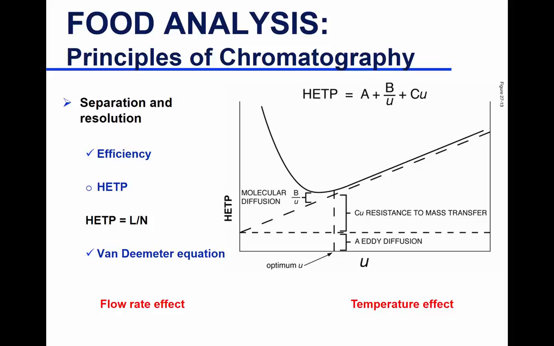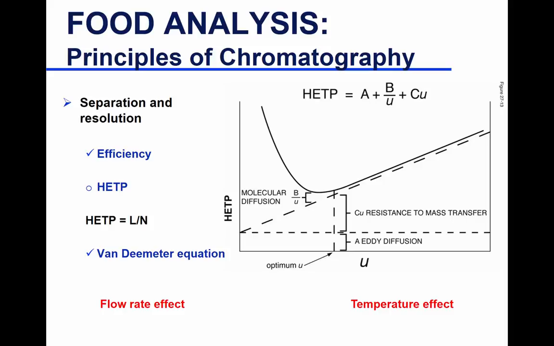So here I have the temperature effect and flow rate effect. If the flow rate is fast and optimum, you have optimal equilibrium happening in the fastest time, so you have the shortest height equivalent of a theoretical plate. But if the flow rate is too high, you don't have time to reach equilibrium, and you have the opposite effect. Your height equivalent of a theoretical plate becomes larger. So we have to always figure out the best flow rate for your particular analysis.